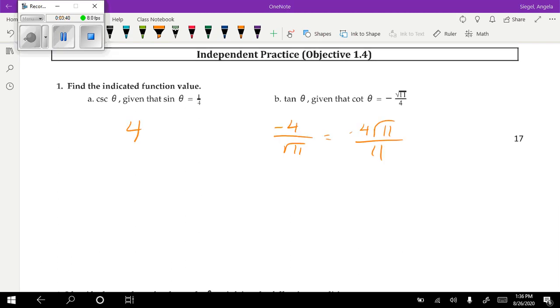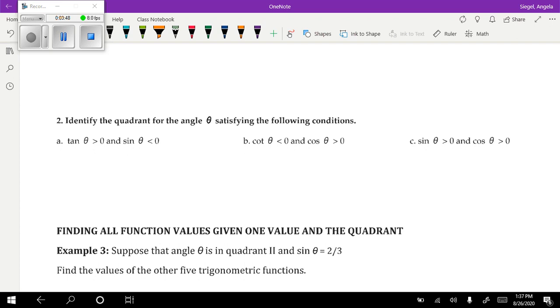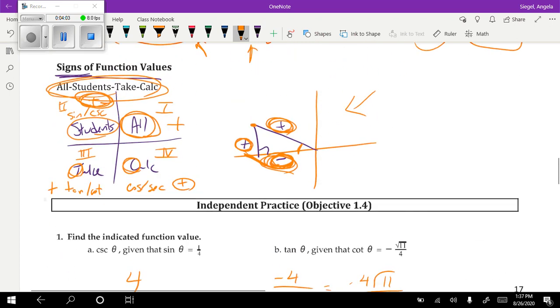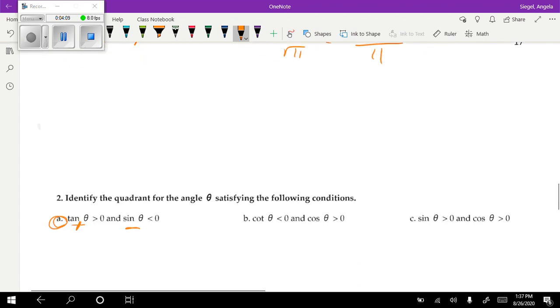Okay, so A and B in problem number 1, they deal with the reciprocal function, so that shouldn't be too bad. We're going to go down to problem number 2, and I'll start you out with A, and then you can do B and C. A tells you that tangent is greater than 0. So this means that tangent is positive and sine is negative. So let's go up here to my chart. Where is tangent positive and sine negative? So it's going to be in that quadrant 3.